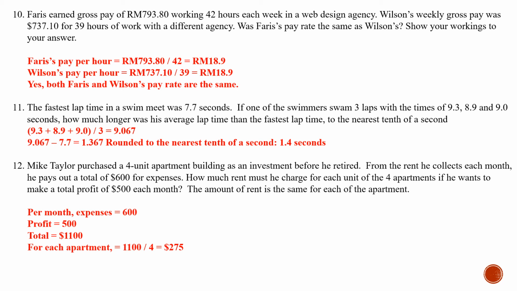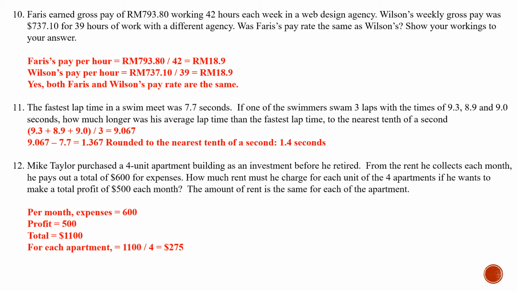Mike Taylor purchased a 4-unit apartment building as an investment before he retired. Alright, so a 4-unit building was an investment before he retired. This one a lot of you got wrong. The rent he collects each month pays out 600 of his. Always write down. You see the way I have extracted the question is written down one by one. Per month expenses is 600. How much rent must he charge for each unit of the 4 apartments if he wants to make a total profit of 500 each month?